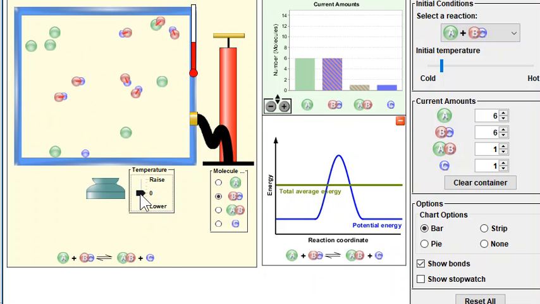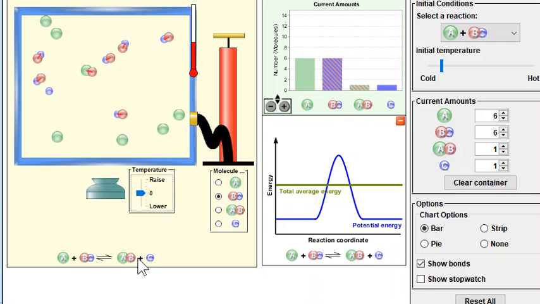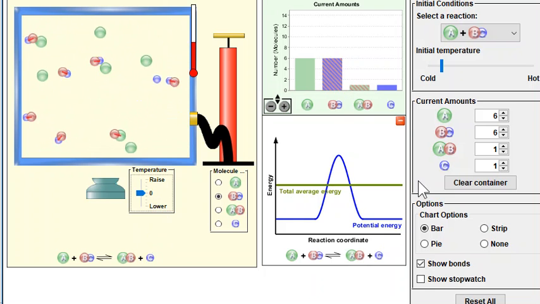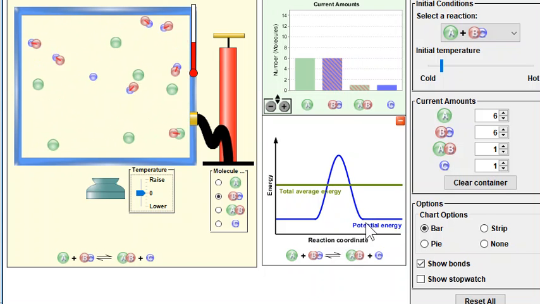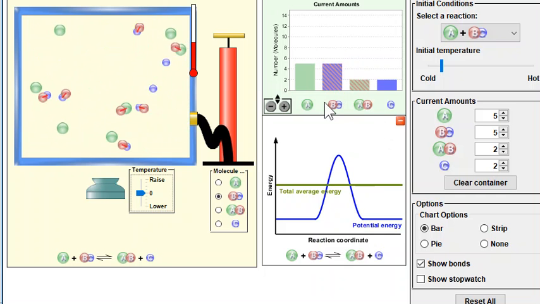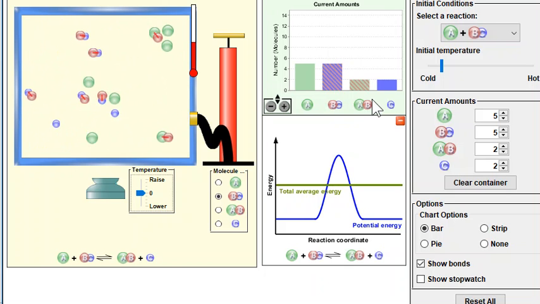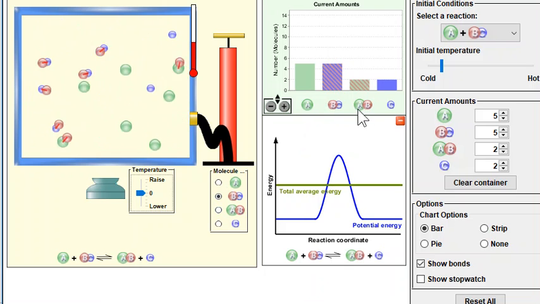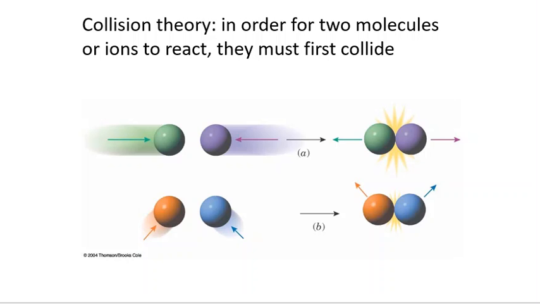And so at that point, we actually start to get some of the product. It might take a little bit, since delta G here is 0 and the equilibrium constant is 1, at equilibrium we would expect to get equal amounts of the reactants and the products. All right, so let's return to our PowerPoint.